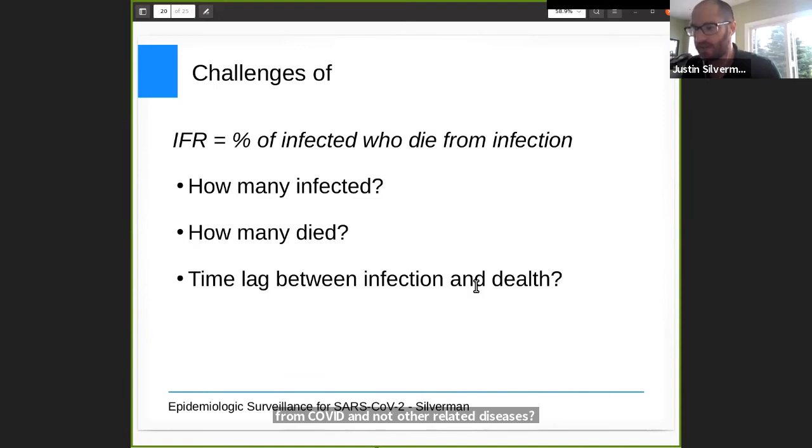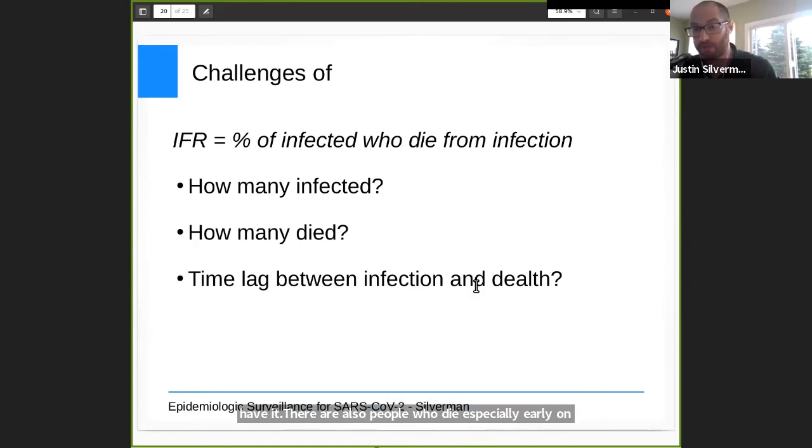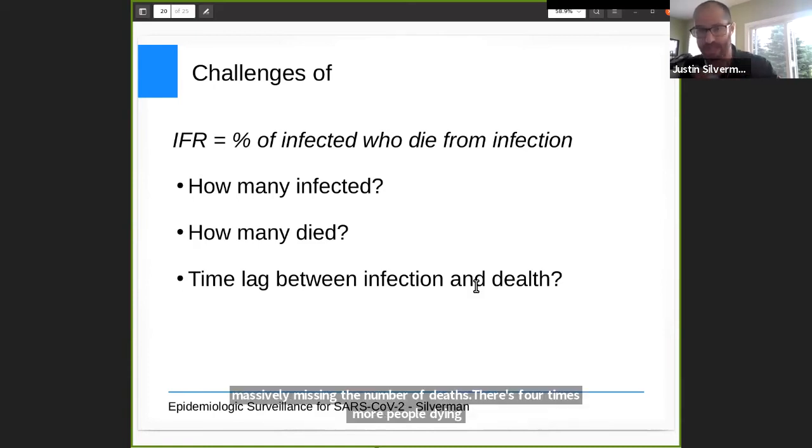Early on, in the news, we've seen both things. There are going to be people who are misdiagnosed as having COVID when they didn't have it. There are also people who die, especially early on, where no one realized it was COVID. There were some early reports that we were massively missing the number of deaths: there's 4 times more people dying of this than we thought. Not in the US. That has been sort of debunked.